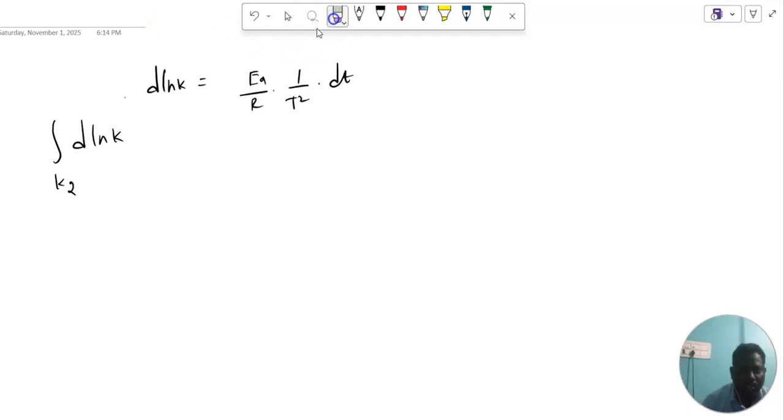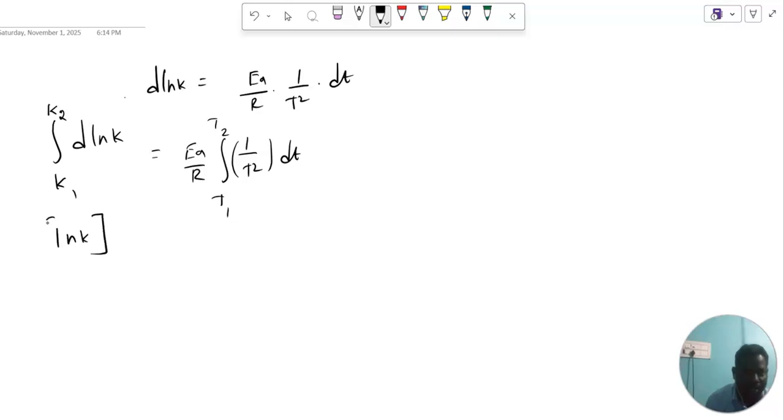Sorry, your lower limit should be K1. So rate constant at temperature T1 will be K1, rate constant at temperature T2 will be K2. So limit will be K1 to K2. Similarly, this side you can take EA by R as constant, integrate 1 by T square into dt. So temperature T1 to T2. T1 is the lower temperature, T2 is the higher temperature. So if you integrate d ln k, it is ln k. So you have limit k1 to k2.